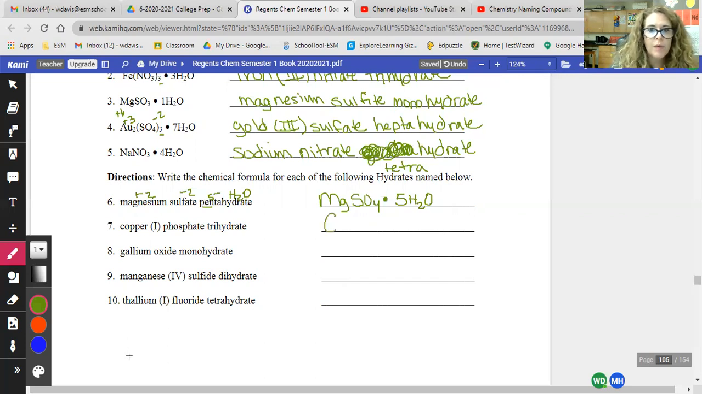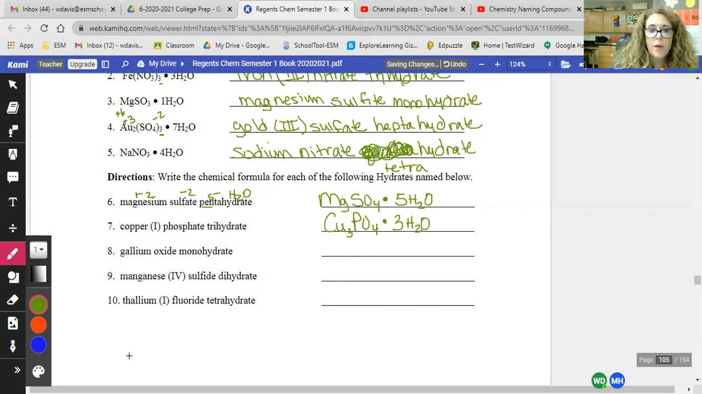So now we have copper, Roman numeral 1 phosphate, so that's copper, and then PO4. Roman numeral 1 means that the copper is +1 and the phosphate is going to be -3, so I need a subscript of 3 here. And then trihydrate, 3H2O.